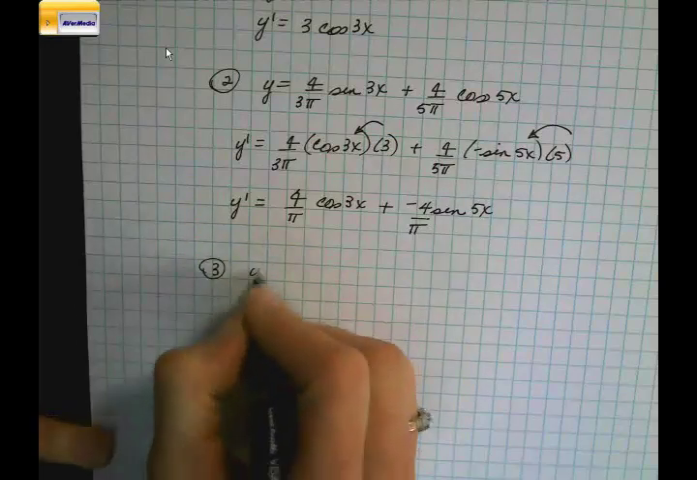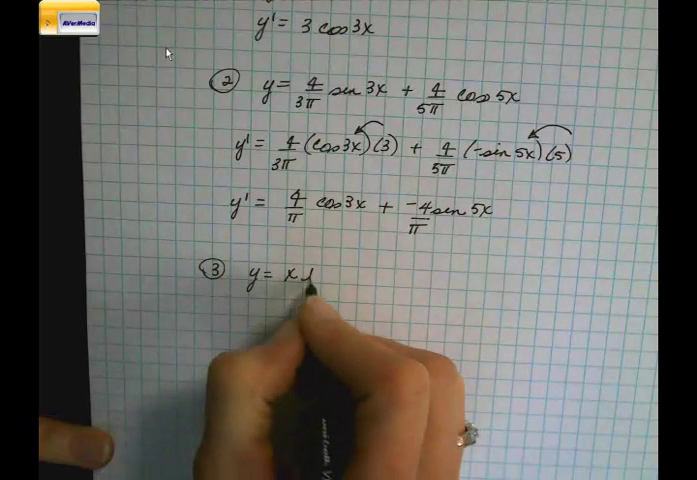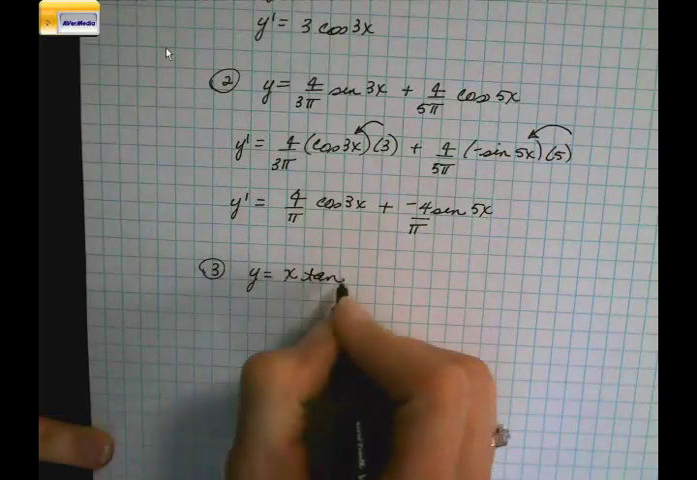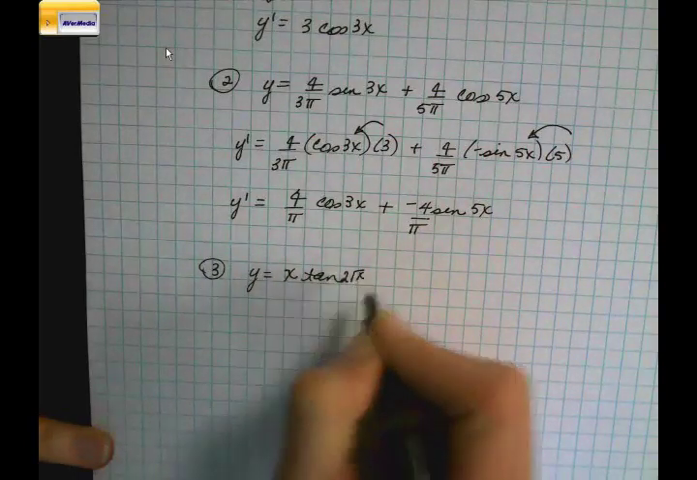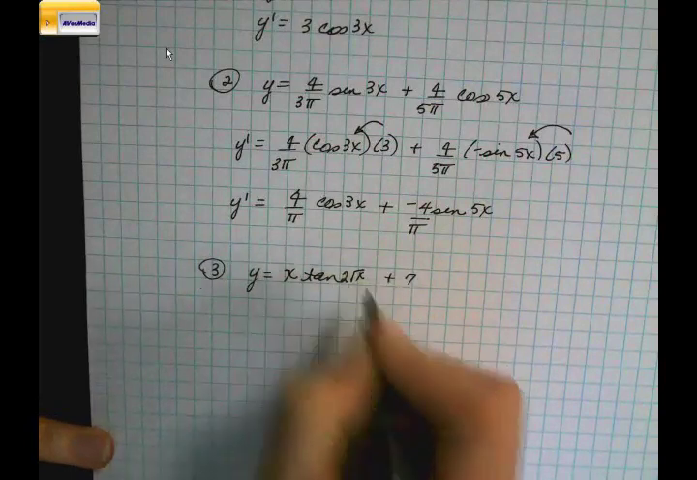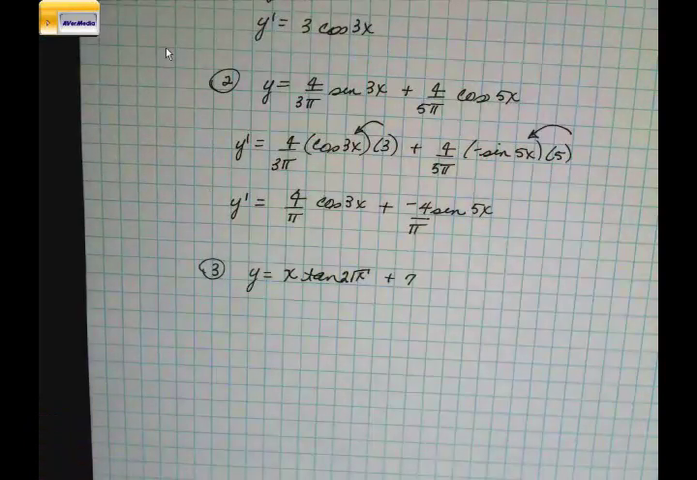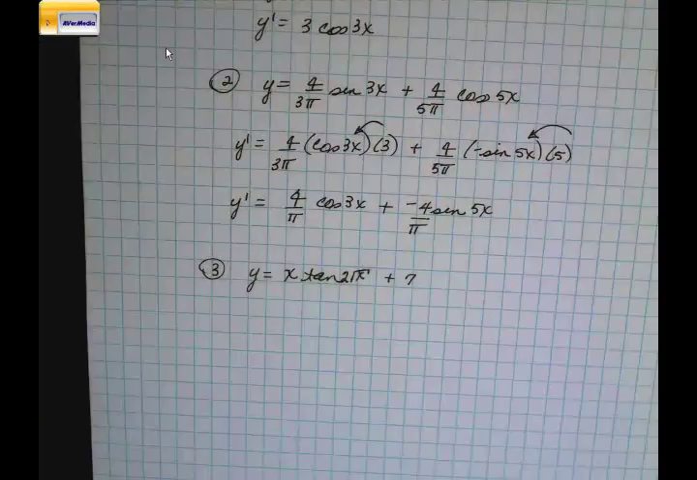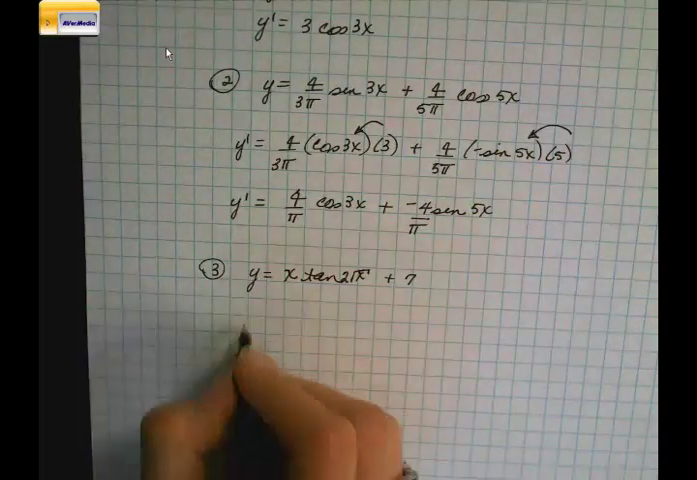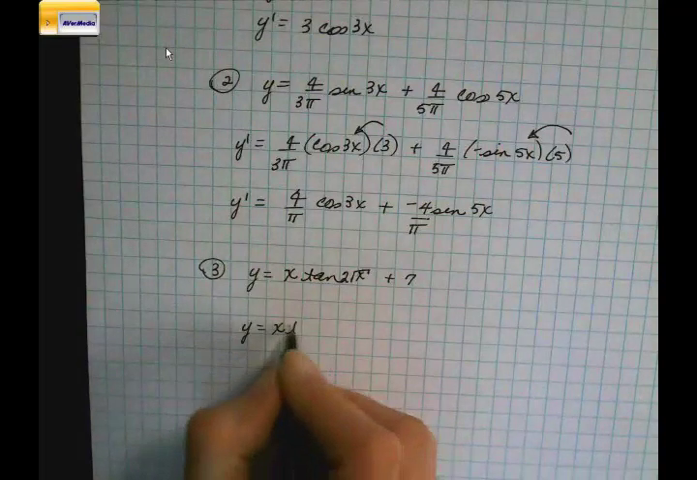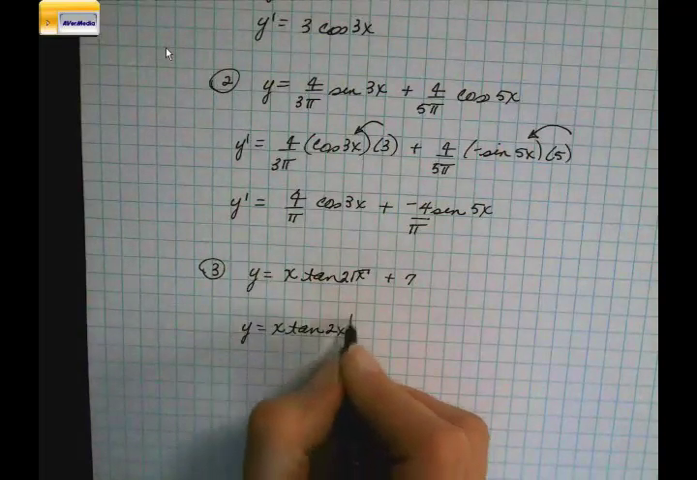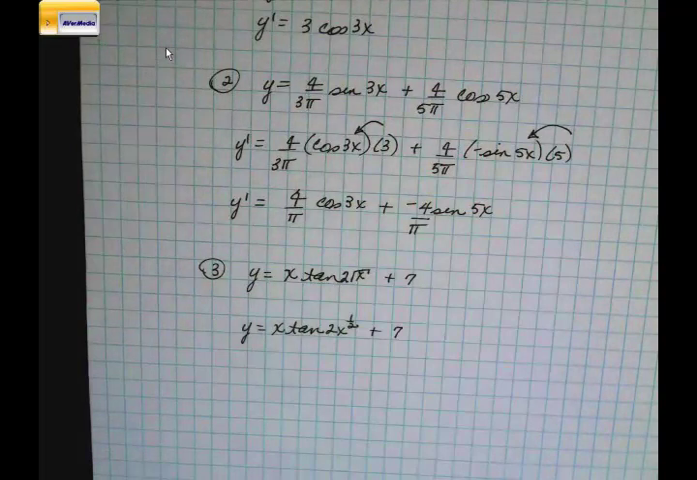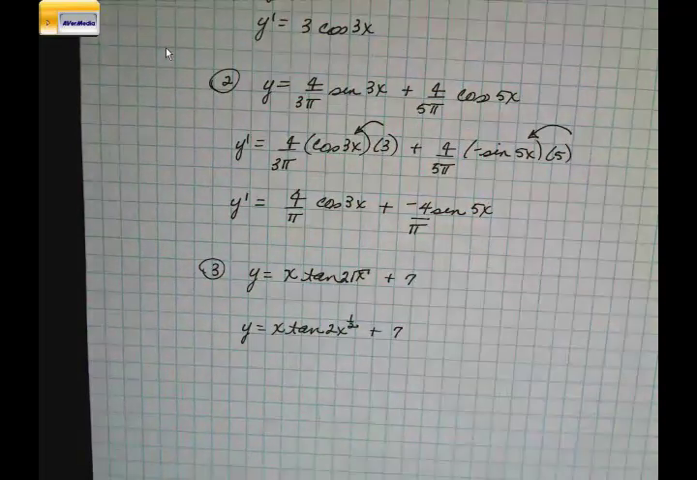Not bad. Suppose we have y equaling x tangent of 2 square root of x, plus 7. Well, I don't like that. When you see a radical, you're going to need to convert it to an exponent of 1/2. Here we go. Now, how are you going to take the derivative of x tan 2x to the 1/2 power?